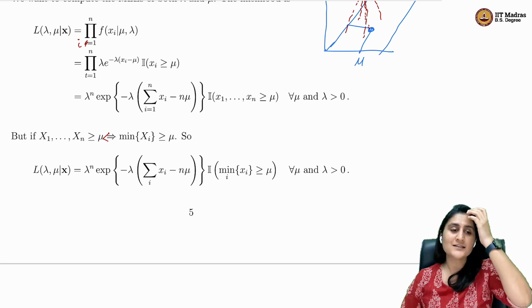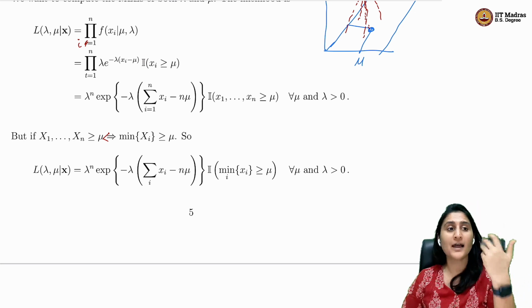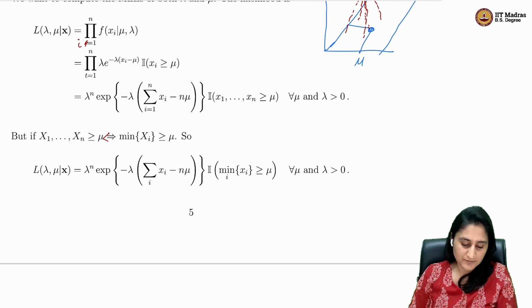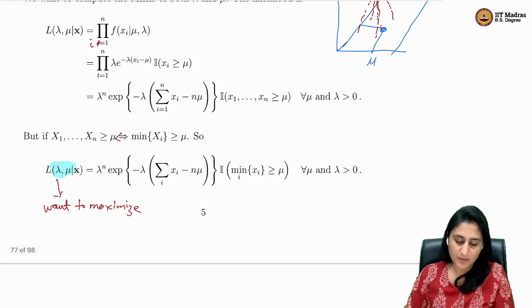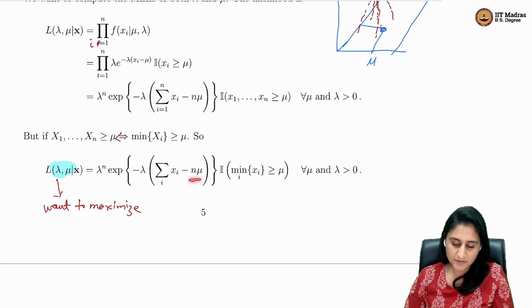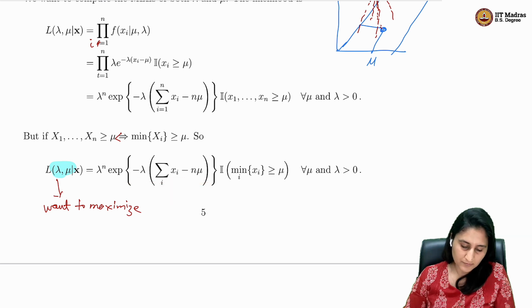I want to now maximize this as a function of lambda and mu, right? So as a function of both lambda and mu, we want to maximize. But now let's look at this as a function of mu itself, just mu. Now mu occurs here and mu occurs here in the likelihood function.